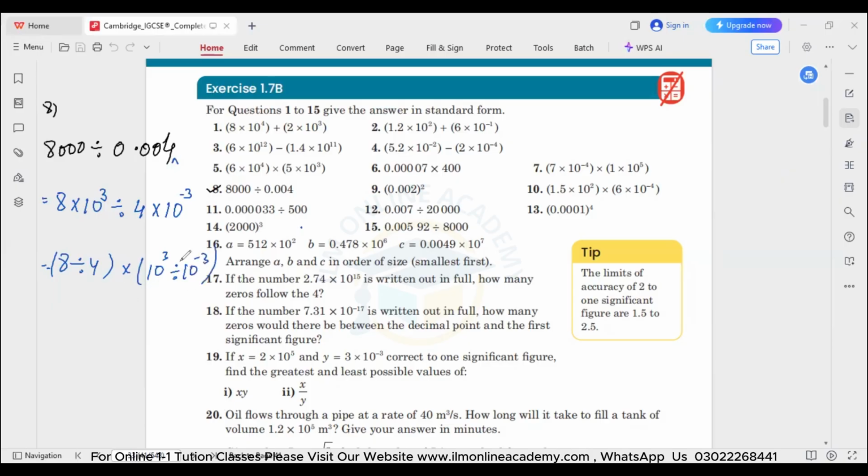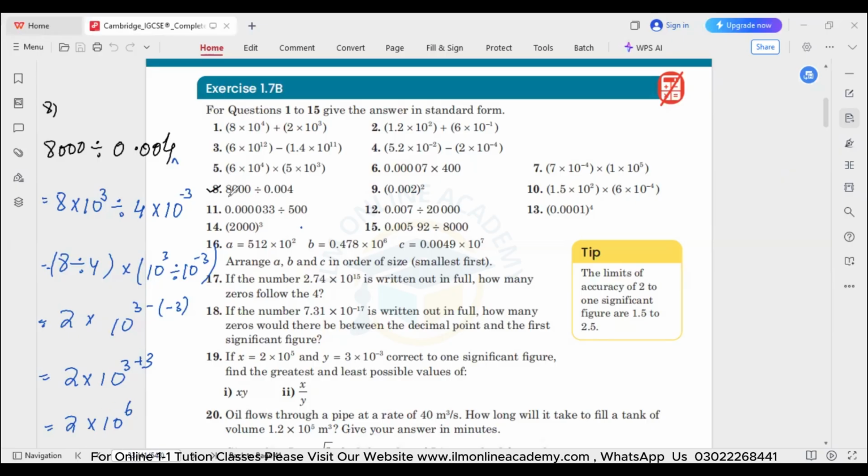For the powers of 10, you will subtract the powers. So 4 divided by 2 is 2. These powers need to be subtracted. As a subtraction sign is already given, I need to use one more subtraction according to the division sign. That's why I'm using two subtraction signs. So 2 times 10 raised to the power 3 plus 3, so it will be 2 times 10 power 6. Because at the end I need to give the answer in the standard form.